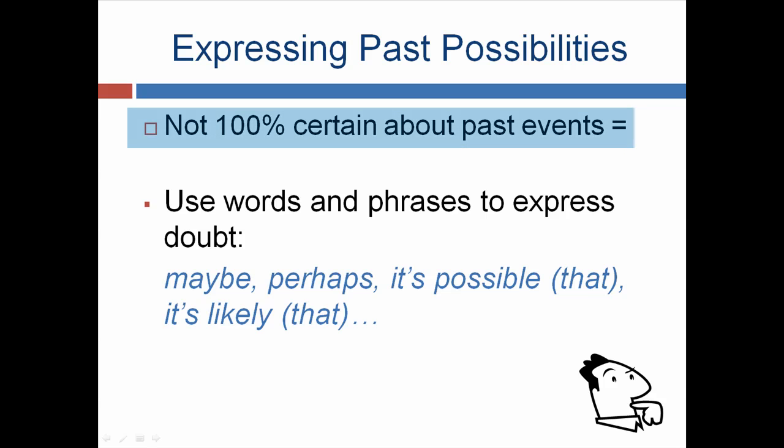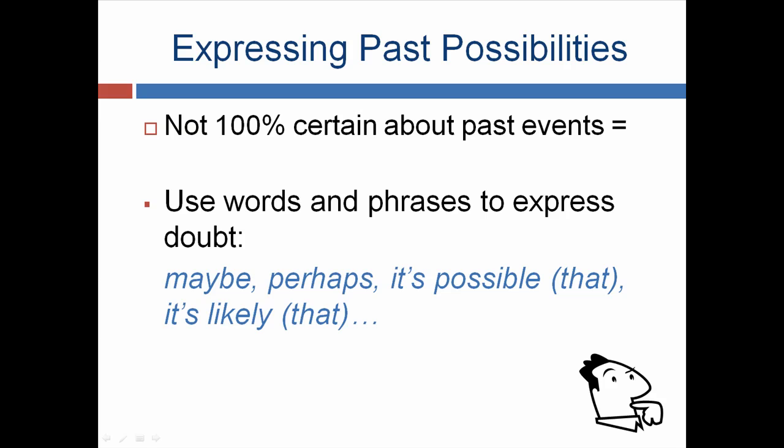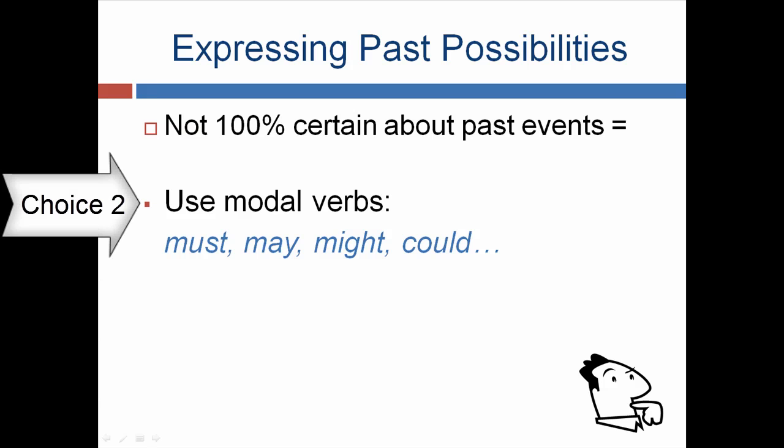But when you're not 100% certain about past events, your first choice is to use words and phrases to express your doubt. For example, maybe, perhaps, it's possible, it's likely, as you did in the game. Your second choice when you're not 100% certain about past events is to use modal verbs such as must, may, might, and could. Let's pause and recall what you know already about modal verbs.